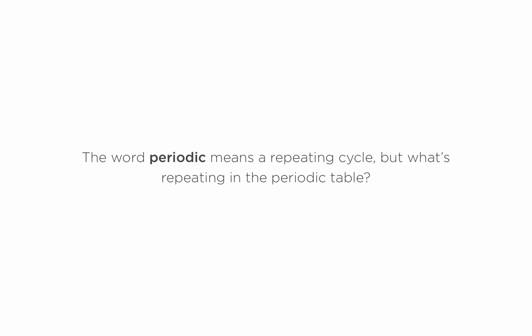So we're going to take a look at this word periodic. Now, it occurred to me over some years of teaching this subject that not everybody understood why we call it the periodic table of elements. That's because it comes from the word periodic, which means to have a repeating cycle. But you might be asking yourself, what exactly is repeating in the periodic table?